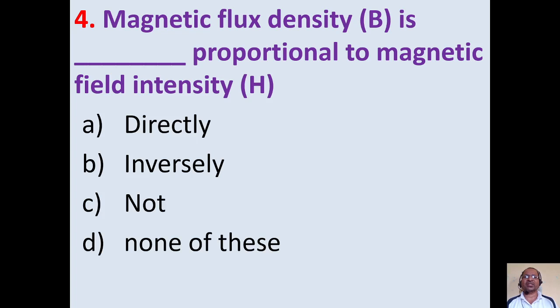Magnetic flux density is dash proportional to the magnetic field intensity. We have seen that if magnetic field intensity increases, then magnetic flux density also increases. So B is directly proportional to H.